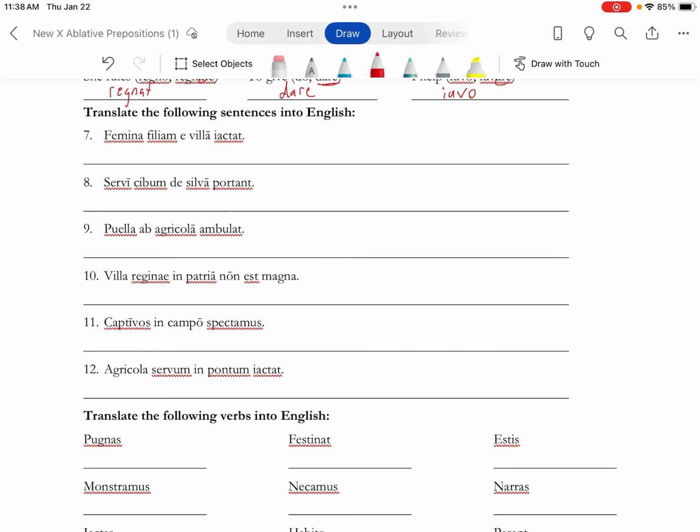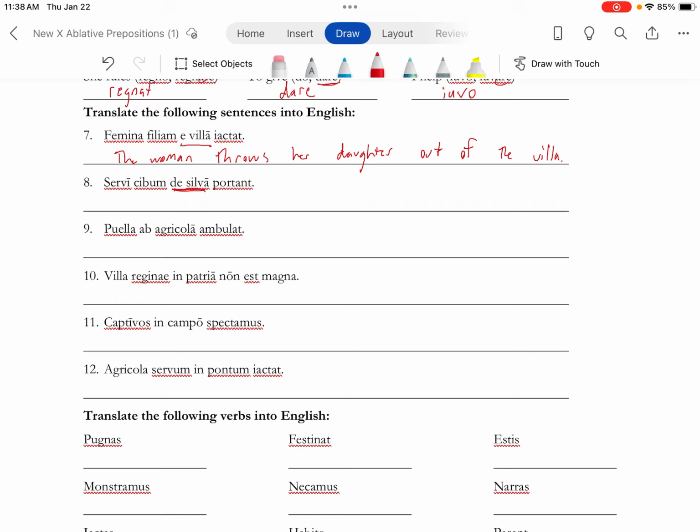Sentences here. Femina filiam a villa iactat. A villa is our prepositional phrase. So the woman throws her daughter out of the villa. De silva is our prepositional phrase there.